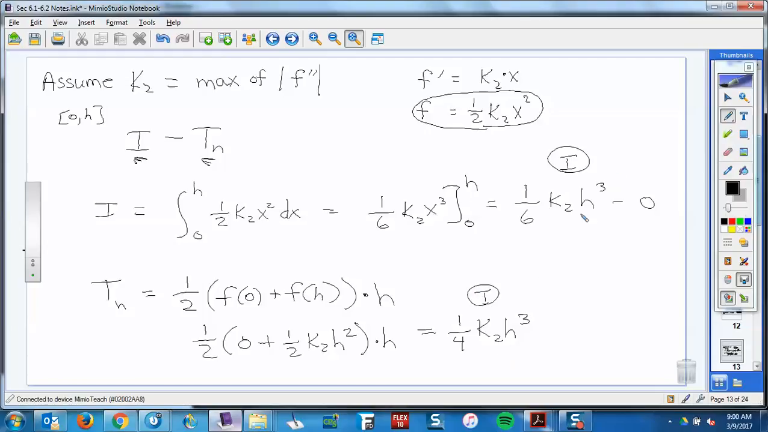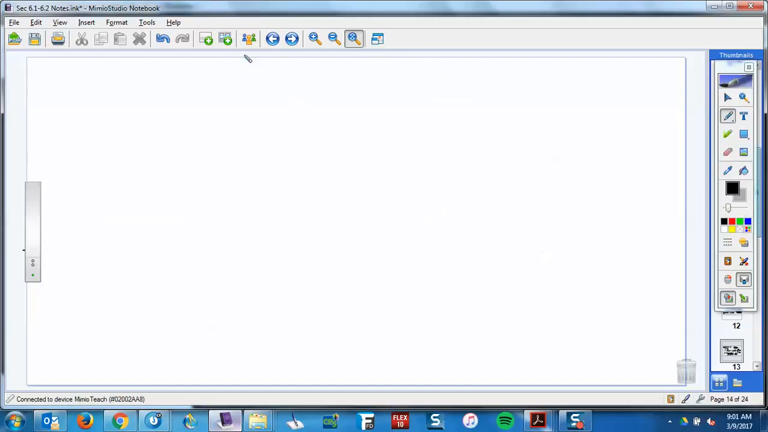Now, when I subtract these, it doesn't matter what order I subtract them. Positive, negative, that just means over and under. To subtract these, this is going to work out nicely because they're like terms. So all I need to do is get a common denominator. Well, this would be 2/12 and this would be 3/12. So when I do I minus T, let's just use positive, I get 1/12 K2 h cubed. I'm going to go to a new page because I'm running out of room here.